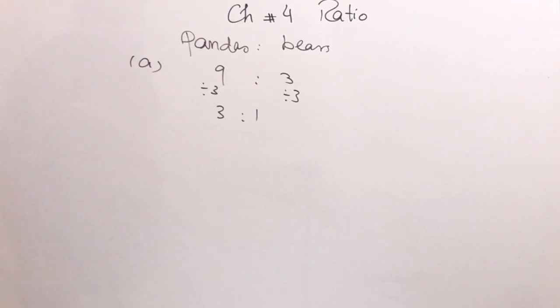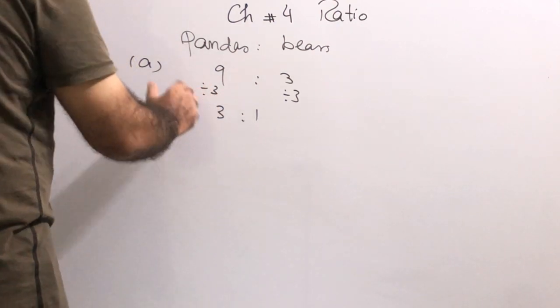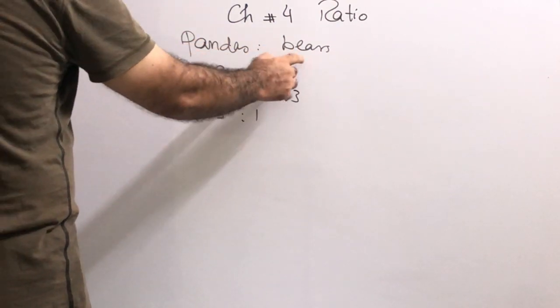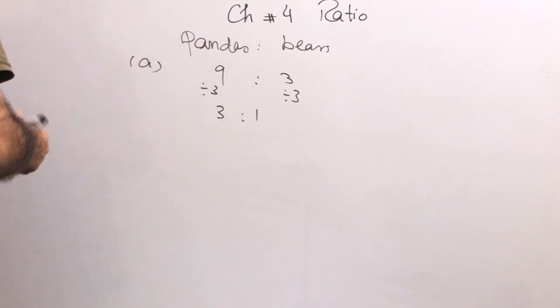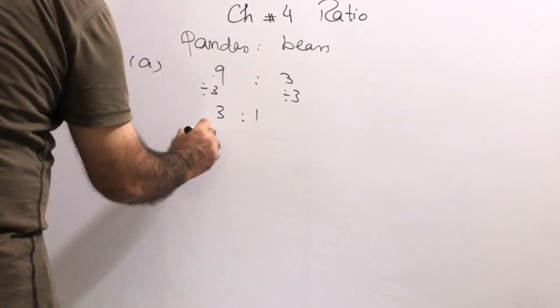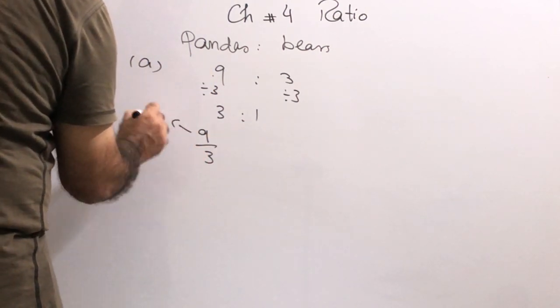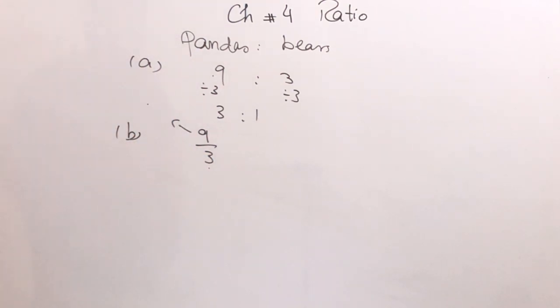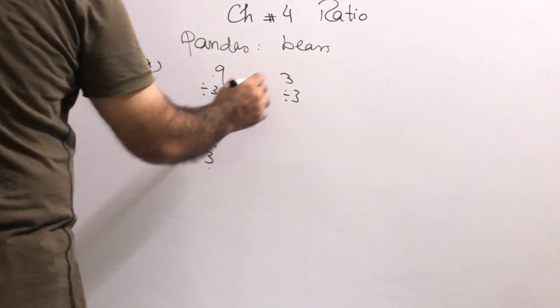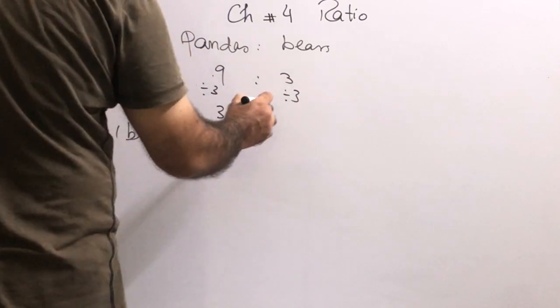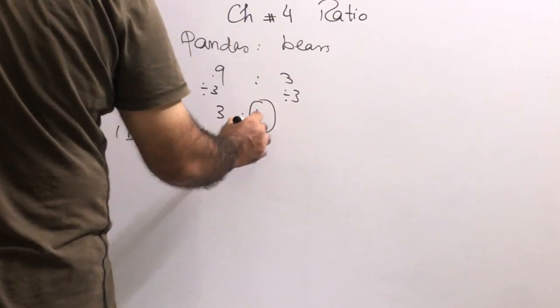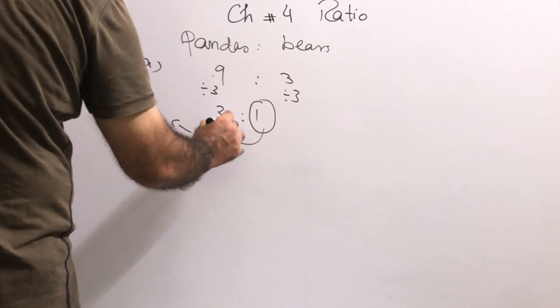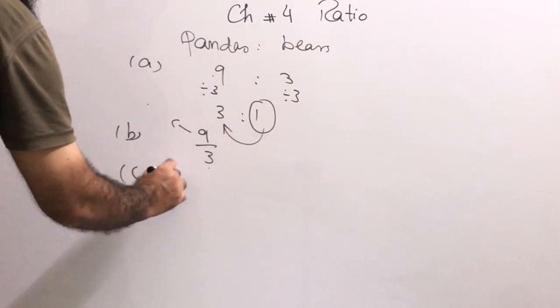Part B says the number of polar bears is dash over dash. We need to express pandas and bears in division form. So we will write like this, 9/3. This is pandas and this is bears. This is part B. Part C, for every polar bear there are how many giant pandas? If there is one polar bear, then how many pandas are there? 3 pandas. So C has answer 3.